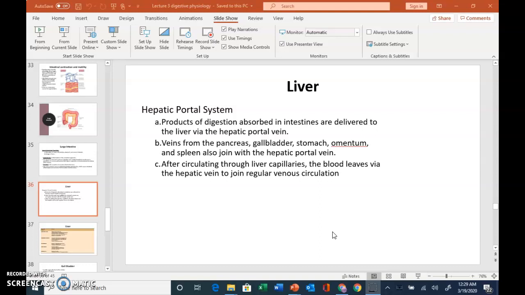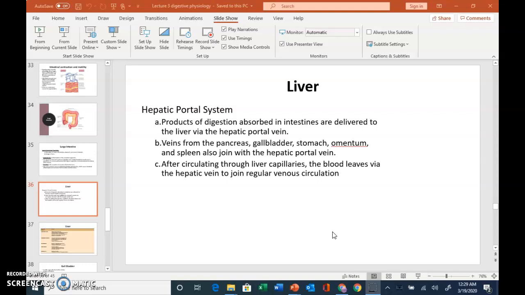Moving on to accessory digestive organs, we will start by talking about the liver. I want you to know that the liver produces bile, and this bile is then stored in the gallbladder, and bile helps in lipid metabolism. So, the gallbladder does not produce bile, the liver produces bile, but that bile is then stored in the gallbladder.